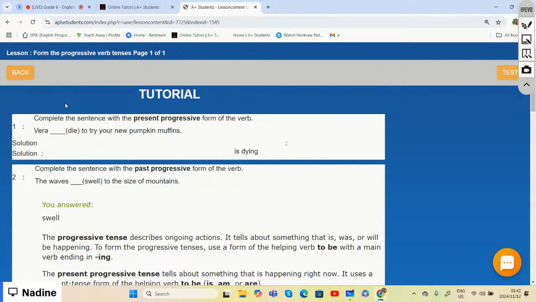All right, so it says Vera, die to try your new pumpkin muffins. Do we say die? We need to change it to its correct form. Do we say Vera will die? Do we say Vera is dying or dying?